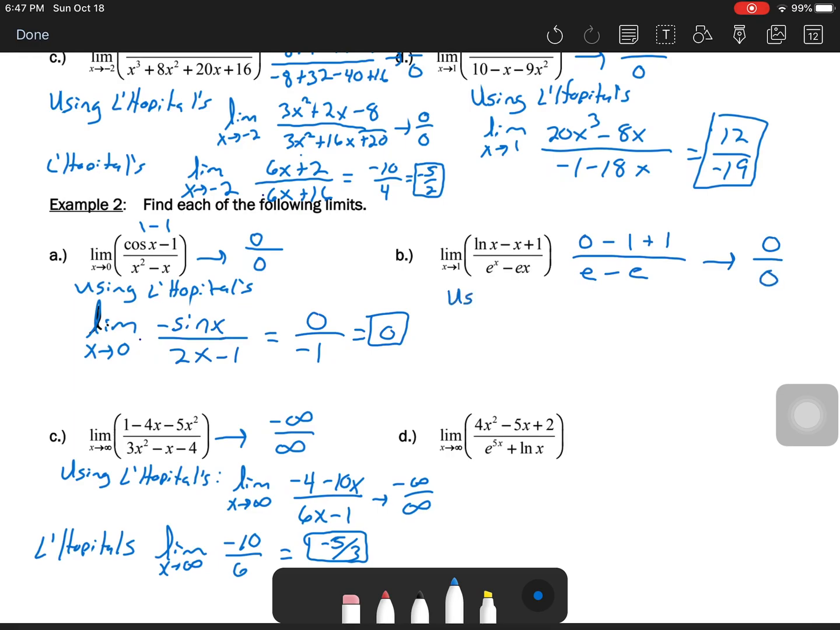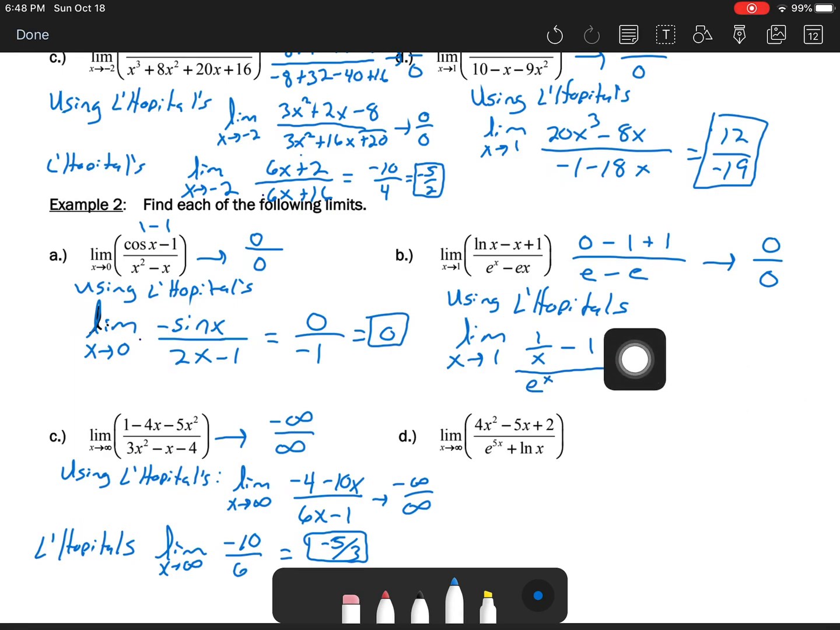So using L'Hopital's, we're going to rewrite this limit as x approaches 1, and remember the derivative of ln of x is just going to be 1 over x. So I've got 1 over x on top, and then derivative of x is minus 1, and that plus 1 is going to disappear. Derivative of e to the x is e to the x, and then we have e times x. Now, this isn't e to the x, this is e times x, so e is a constant.